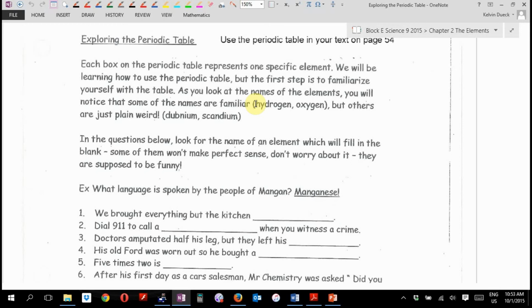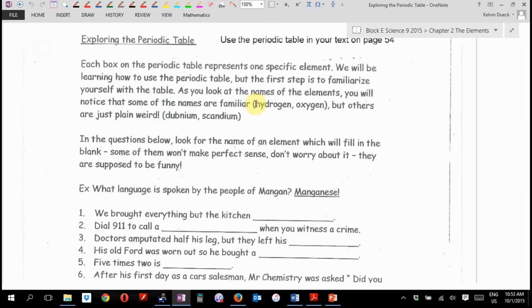I'll go even better. How many electrons does sodium have? How many electrons does potassium have? How many electrons does iron have? 26. That number tells you the number of protons and the number of electrons. It does not tell you the number of neutrons, though. I'll get to that later. But there's a lot of information there.